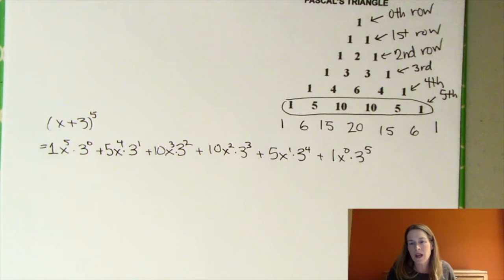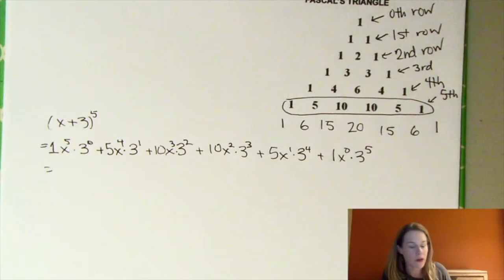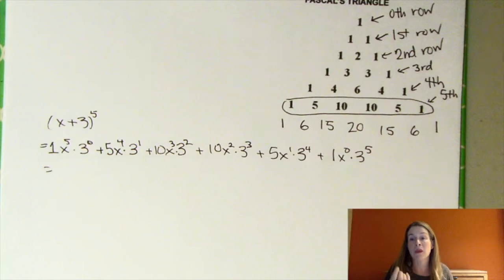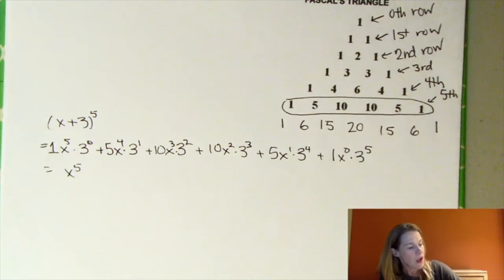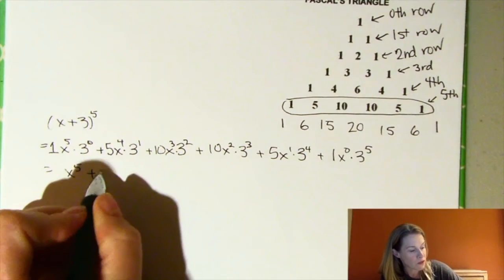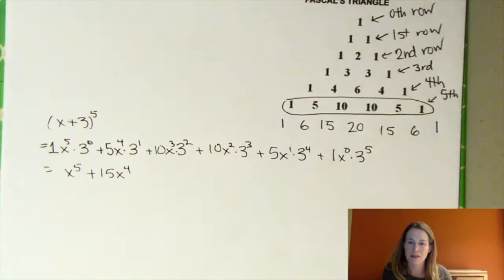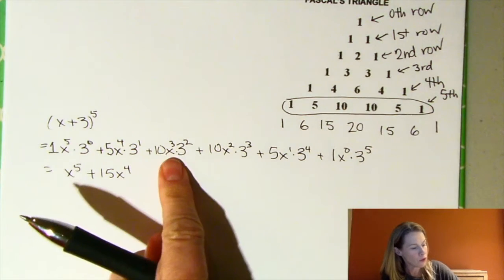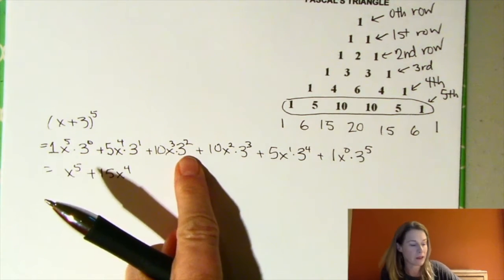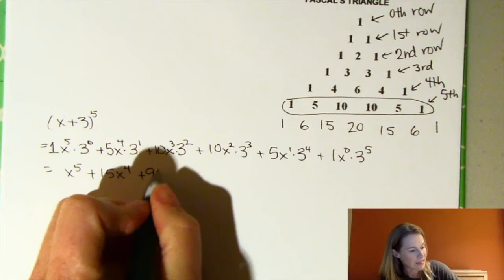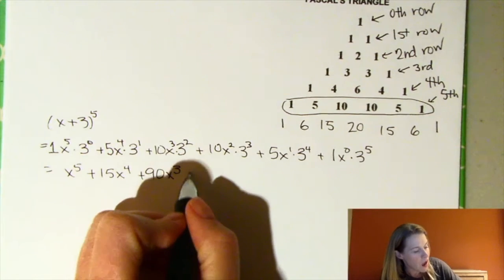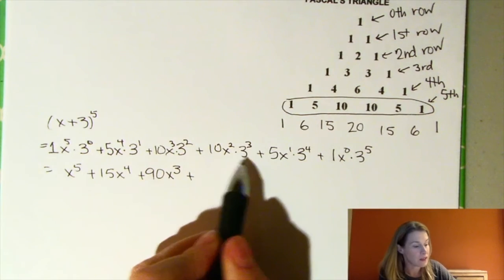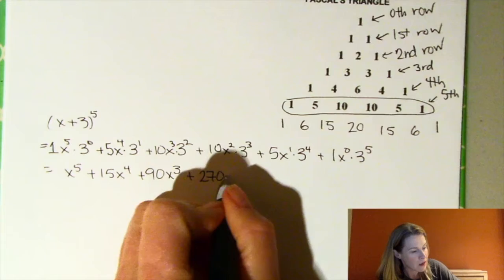Okay, so now it's a good time to simplify everything, kind of see what we end up with. I know that anything to the 0th power here, 3 to the 0th or the x to the 0th, is going to give me 1. So I have a 1, and I have 1, and I have x to the 5th. Next term, we have a 5 and a 3, which gives us 15, x to the 4th. Third term, I have 10, and I have 3 squared, that's a 9, so 10 times 9 gives us 90, x to the 3rd. Moving on, I know 3 cubed is 27, and times 10 gives me 270, x squared.